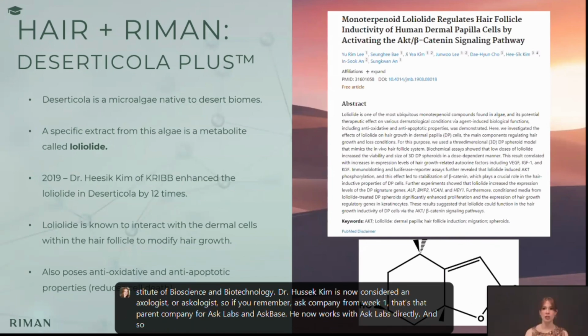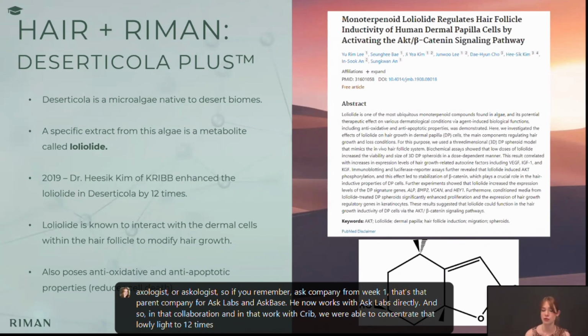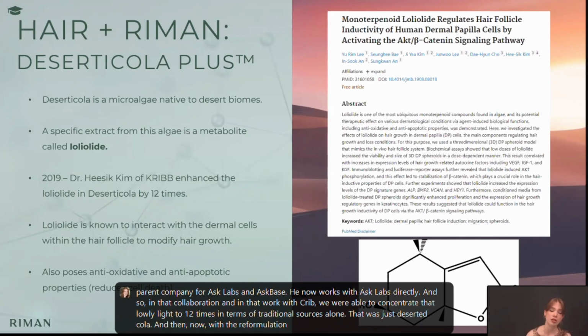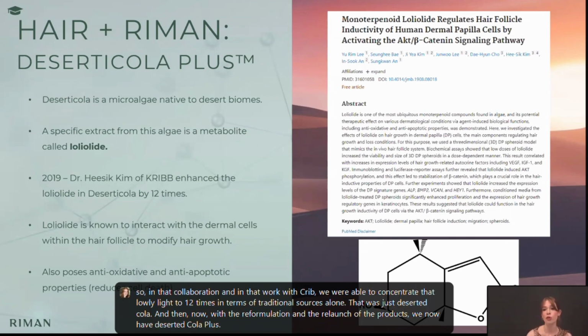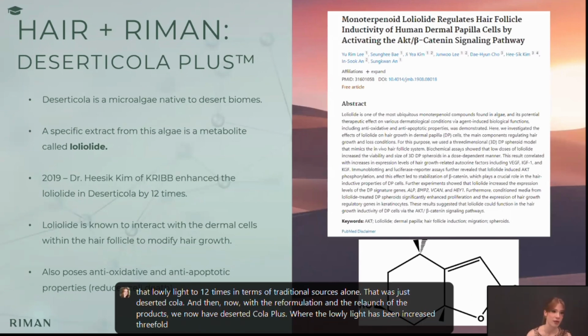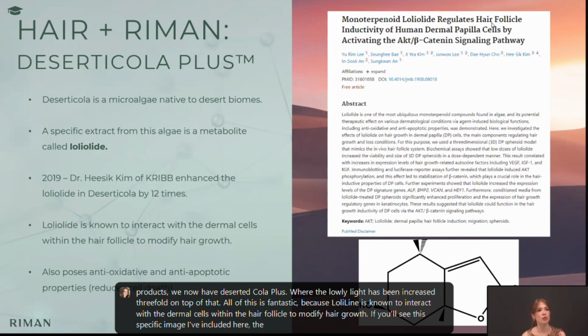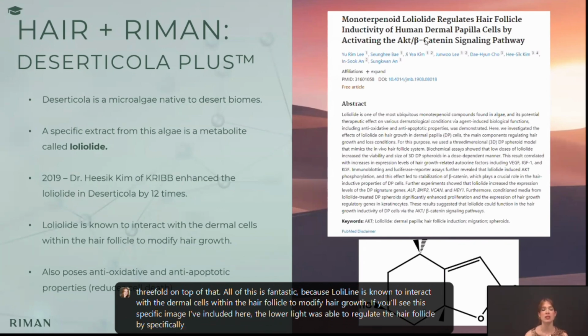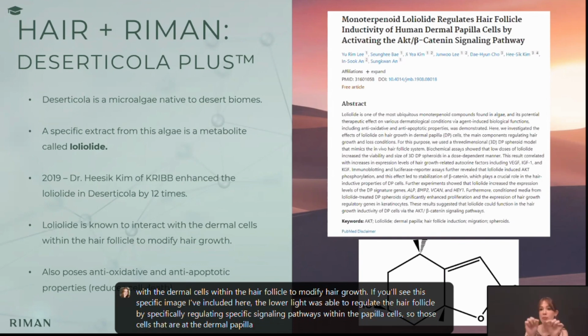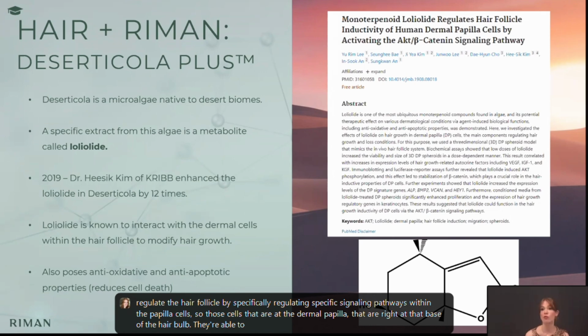And so in that collaboration, we were able to concentrate that loliolide 12 times in terms of traditional sources alone. That was just Zerticola. And then now with the reformulation and the relaunch of the products, we now have Zerticola Plus, where the loliolide has been increased threefold on top of that. All of this is fantastic because loliolide is known to interact with the dermal cells within the hair follicle to modify hair growth. If you'll see the specific image I've included here, the loliolide was able to regulate the hair follicle by regulating specific signaling pathways within the papilla cells. So those cells at the dermal papilla, right at the base of the hair bulb, are able to essentially interact at that base.